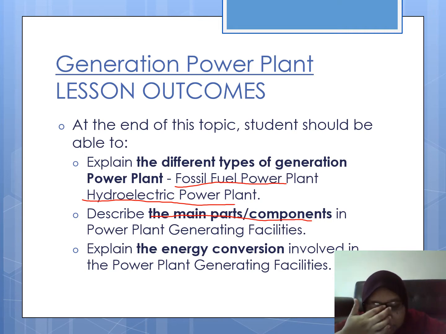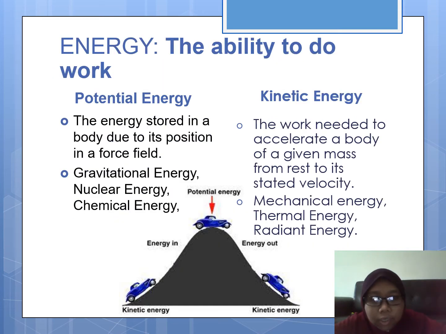Okay, then explain the energy conversions involved in the power plant generating facilities. Energy conversions is, for example, from the potential energy converted into kinetic energy. Okay, that is the energy conversion. Okay, next. Okay, what is energy? Energy is the ability to do work.